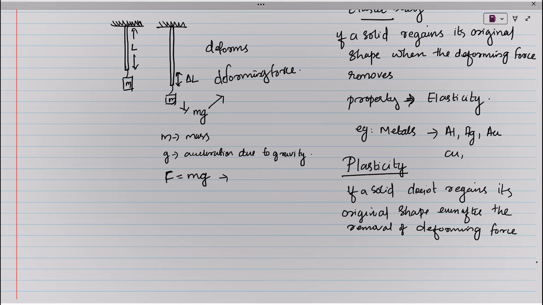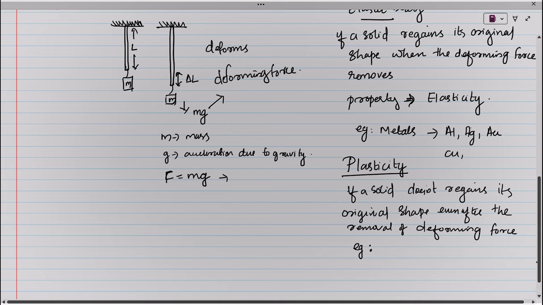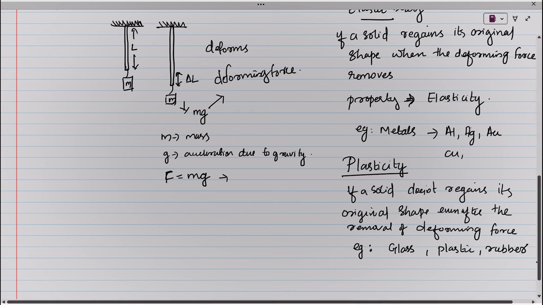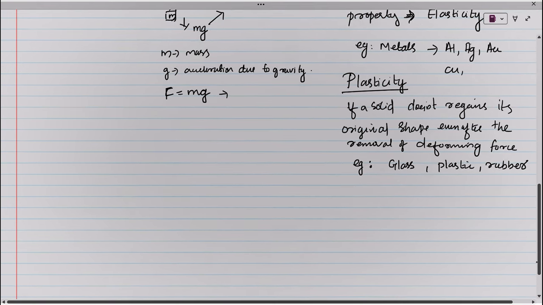Plastic bodies. That body is called a plastic body. For example, glass, plastic, rubber, etc. are plastic bodies, or they exhibit the property called plasticity. Okay. Now we are going to express the elastic properties in terms of physical quantities.